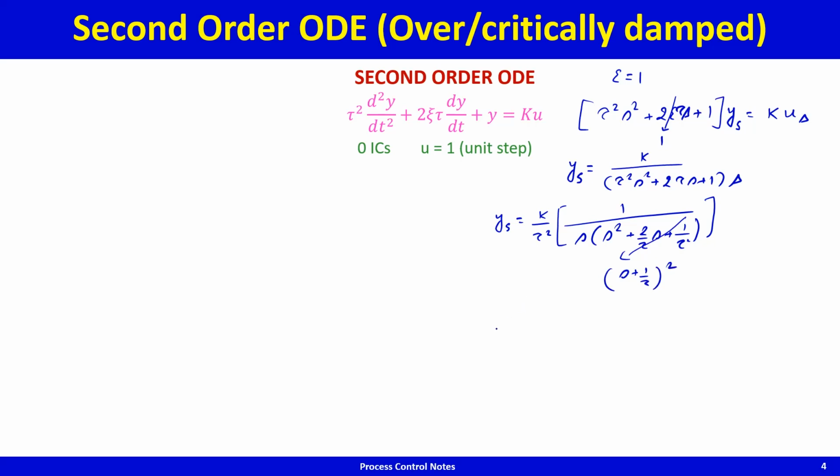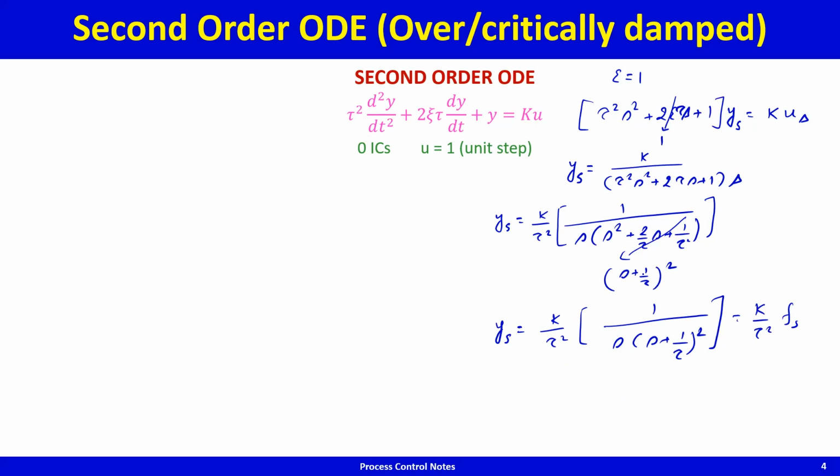So therefore what we get is Y(s) is equal to k by tau squared into 1 by s times (s plus 1 by tau) whole squared. And now we want the partial fractions, so we'll say it is equal to k by tau squared times F(s), where F(s) is the term in the square brackets.